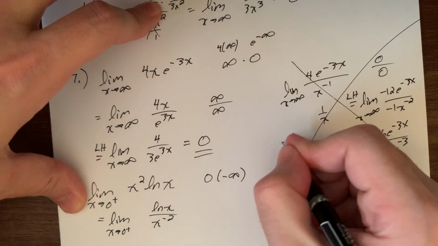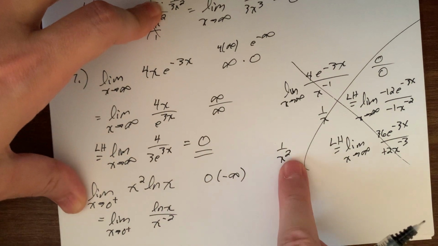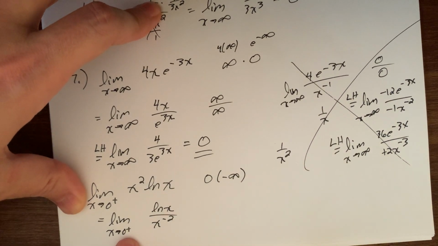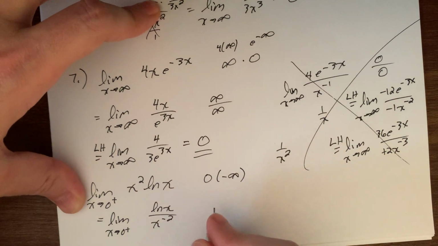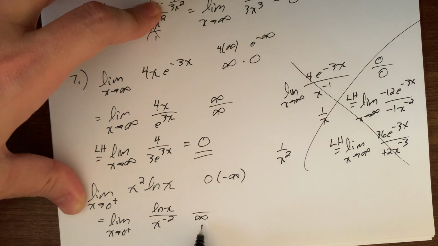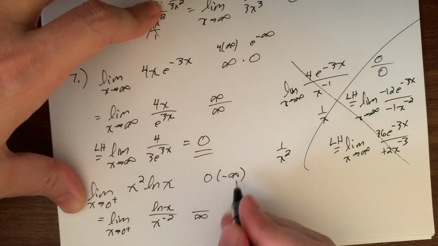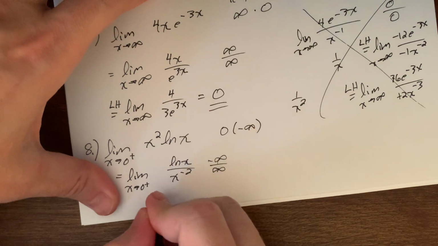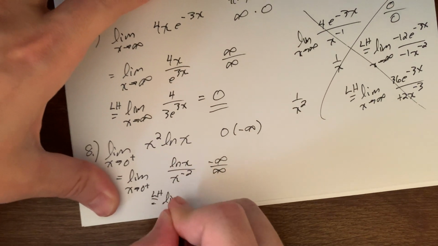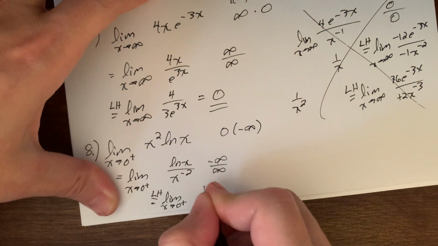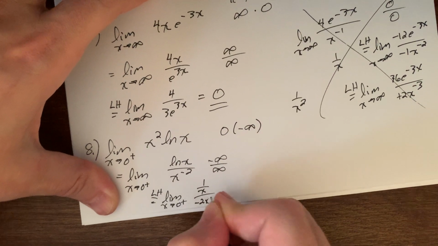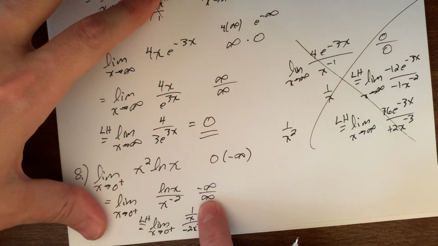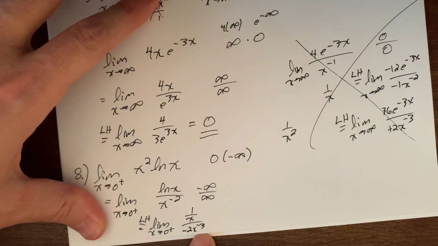Again, think of this like this when you're plugging in. 1 over 0 is infinity. Technically 0 from the right, we're getting positive infinity here, but that's not to worry. That's an infinity. Log of 0 is negative infinity. Any infinity over any infinity. That's L'Hopital's rule. So I get 1 over x minus 2x to the minus 3. Derivative of the top over the derivative of the bottom.